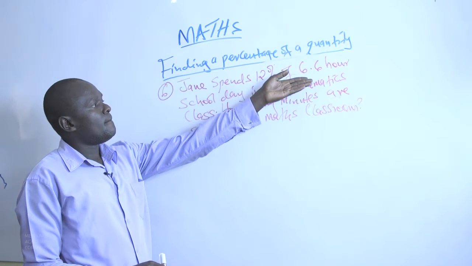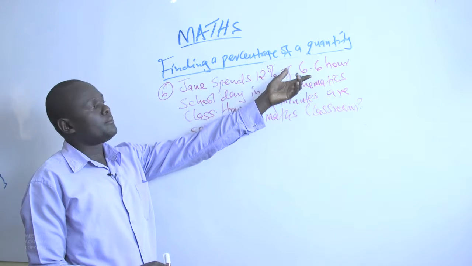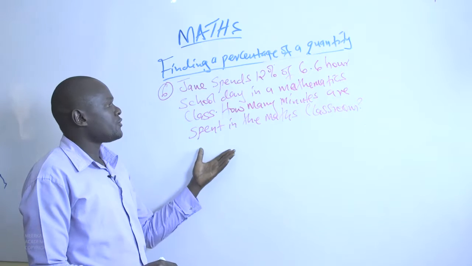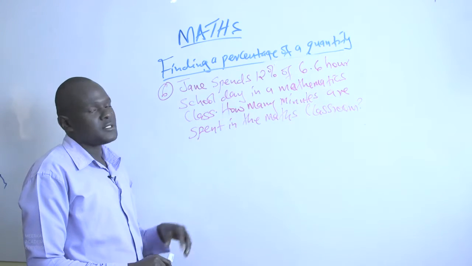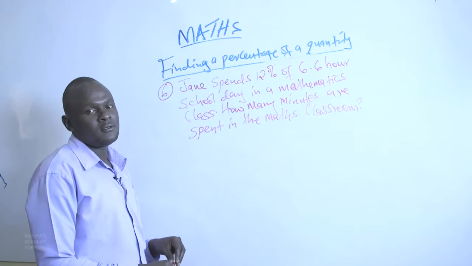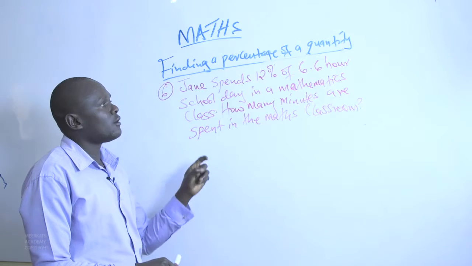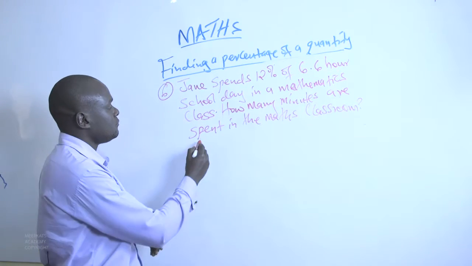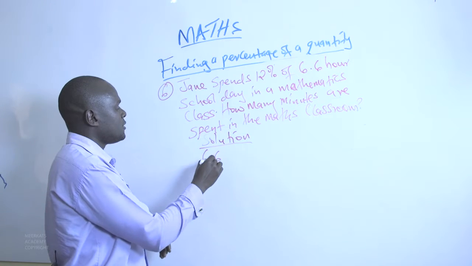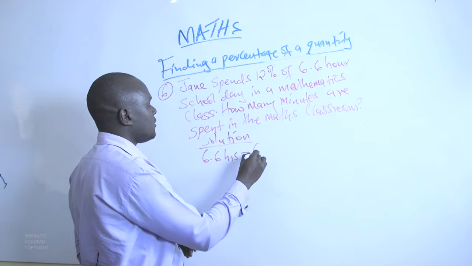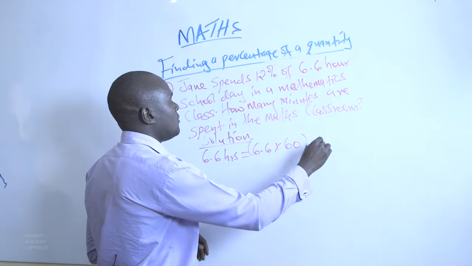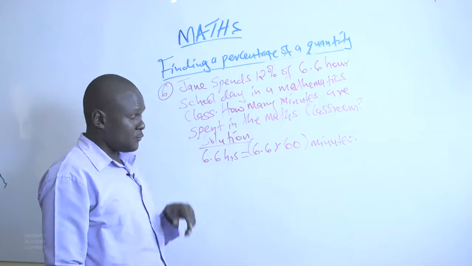Remember, the time or the period that we are given, that this lady spends in the school, is given in hours, and the question requires us to find the number of minutes that are spent in a mathematics class. So we first of all have to convert the hours into minutes before we find 12% of those minutes that we will have obtained. 6.6 hours is the same as 6.6 multiplied by 60 minutes, because 1 hour is equivalent to 60 minutes.